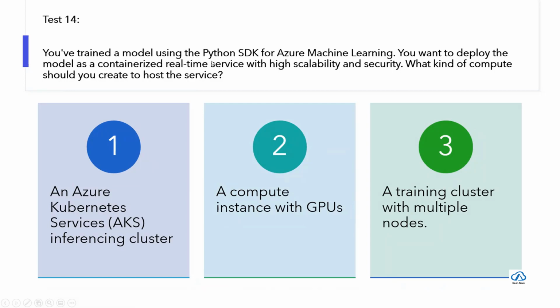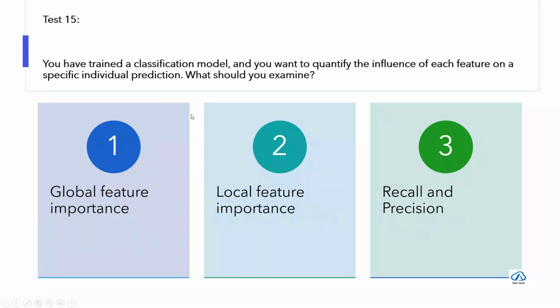You have trained a model using the Python SDK for Azure Machine Learning. You want to deploy the model as a containerized real-time service with high scalability and security. So you want to scale the model and you want to have full security, like authentication and everything. What kind of compute should you create to host the service? Is it Azure AKS inferencing, Azure ACI with GPU, or a training cluster with multiple nodes? It is AKS, because AKS has the scalability and also the authentication for security.